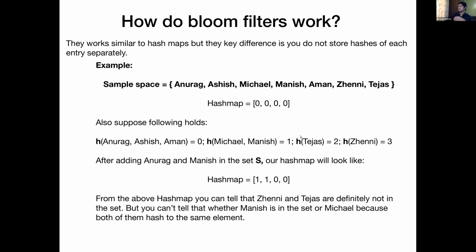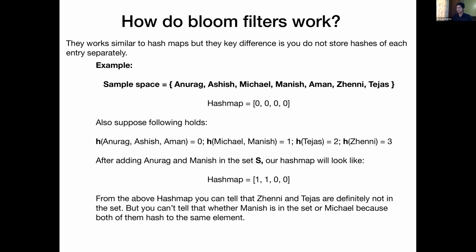Suppose I add Anurag and Manish to the set S, my hash map will look something like this. As might be evident, you can directly tell whether Zeni and Tejas are definitely not in the set by just an order 1 lookup. But if you check for Michael or Manish, it's non-deterministic because both of them had a key collision, and you are not sure whether Manish is in the set or Michael is in the set. That is where the non-determinism comes in. This is a very simple bare-bones implementation of Bloom filters.